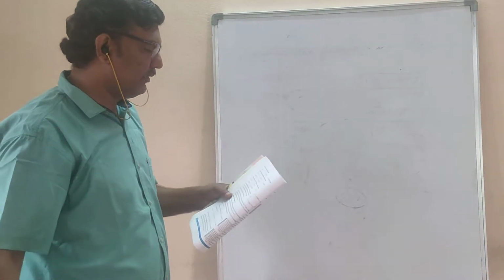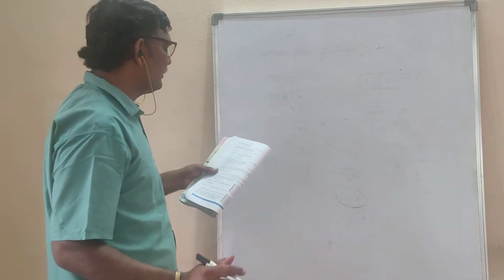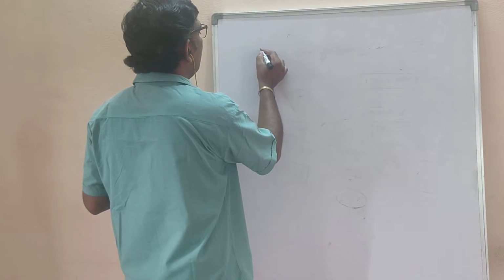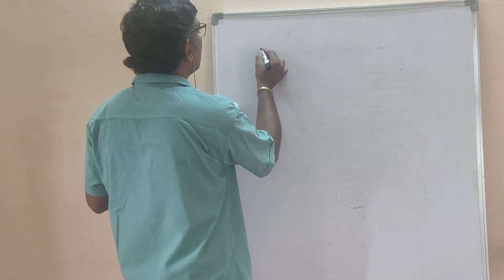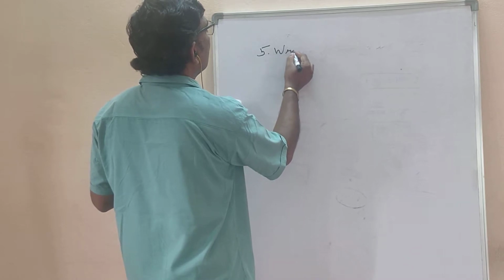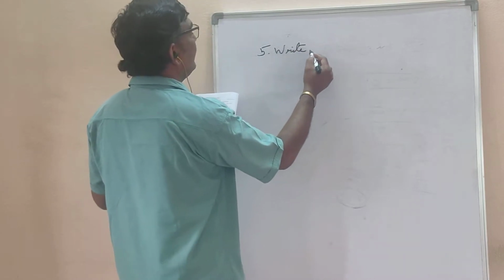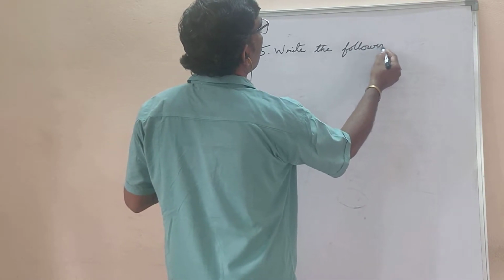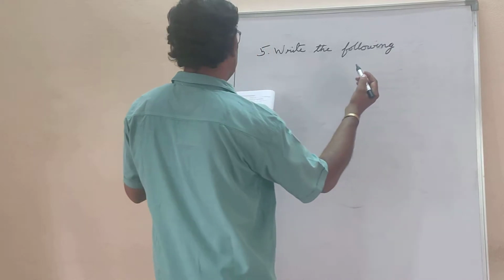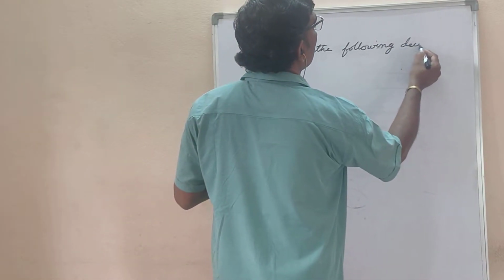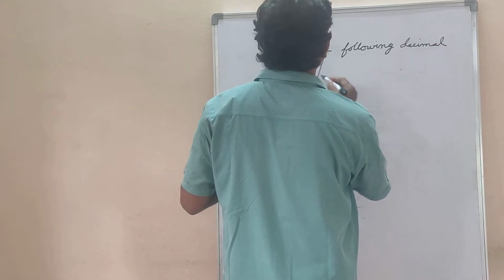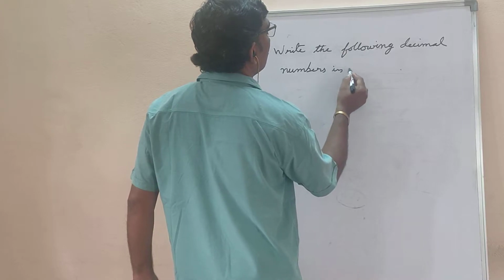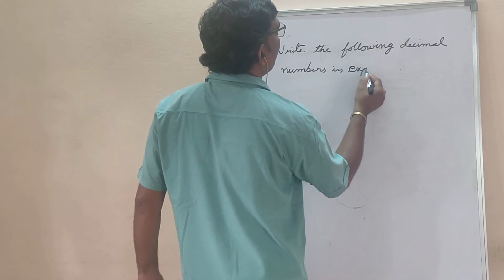What is the next problem here? Fifth question. Write the following decimal numbers in expanded form.